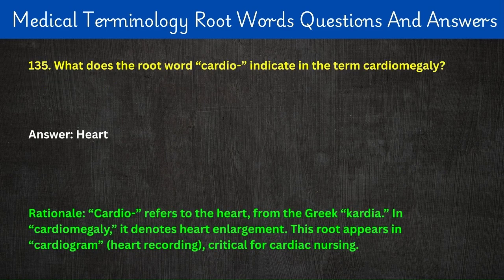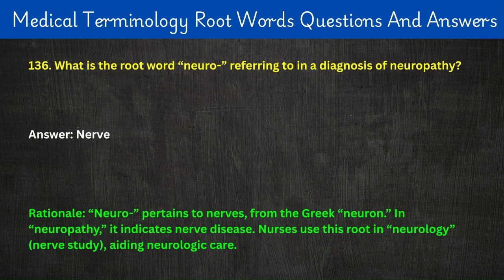135. What does the root word cardio- indicate in the term cardiomegaly? Answer: heart. Rationale: Cardio- refers to the heart, from the Greek cardia. In cardiomegaly, it denotes heart enlargement. This root appears in cardiogram, heart recording, critical for cardiac nursing.